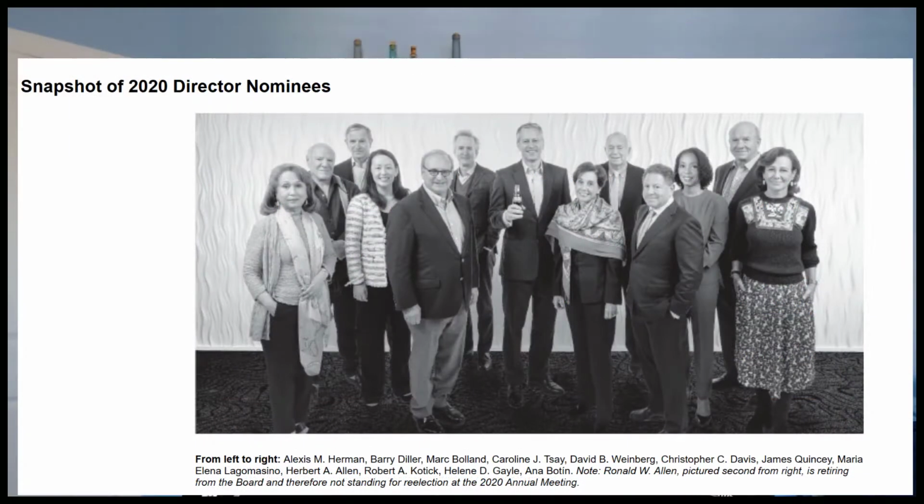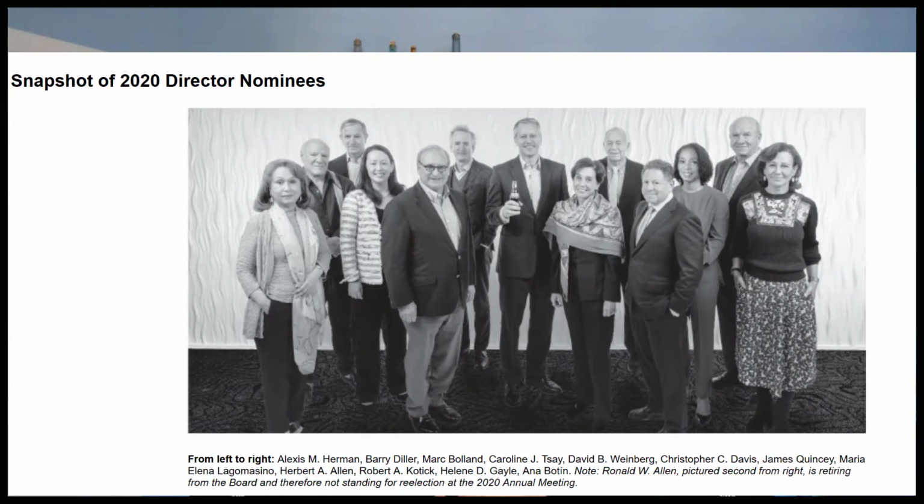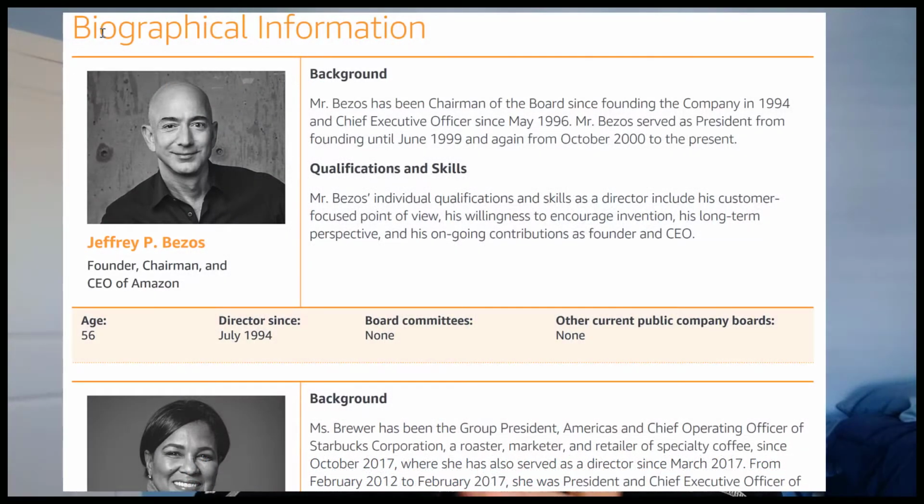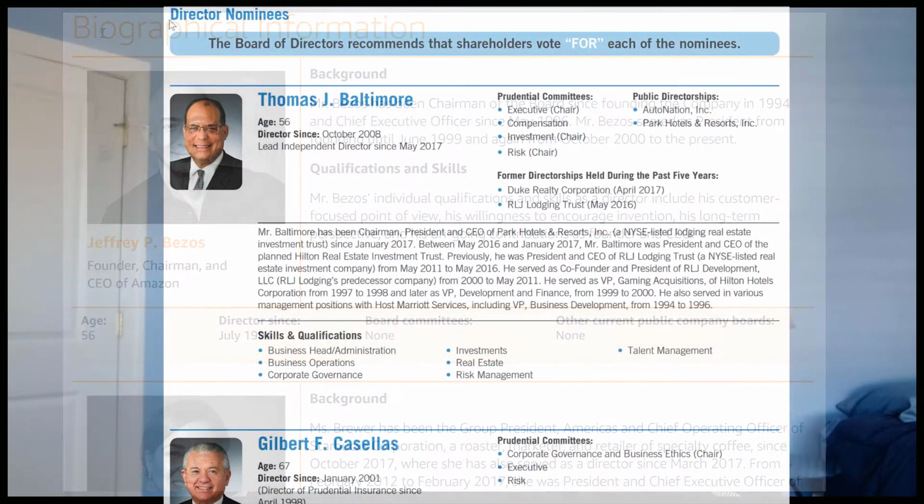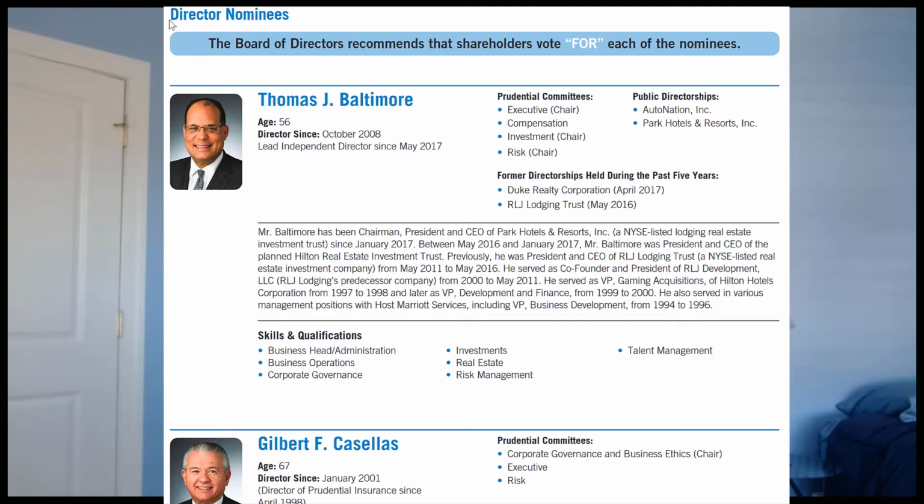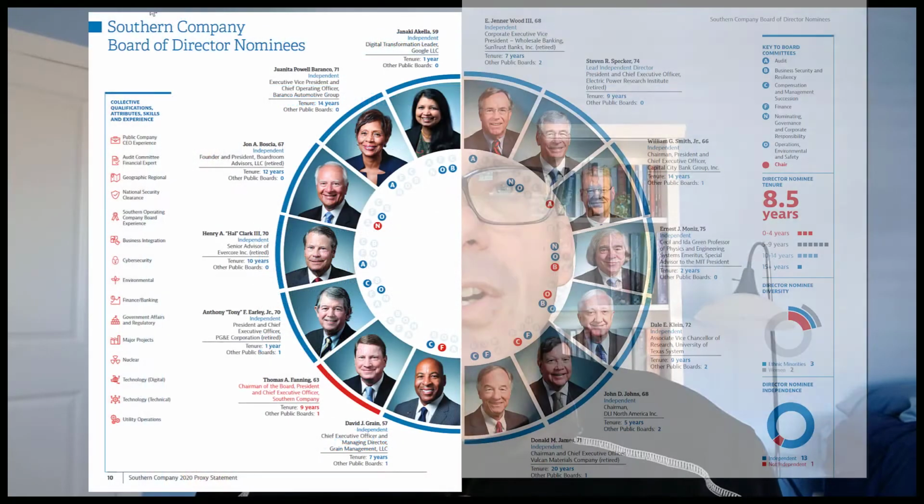You want to check that out. Coca-Cola has this group picture, which is jarring in this day of social distancing, of course. And this picture was taken before the pandemic. The caption notes which director is retiring from the board and which ones are standing for re-election. Here's an example from Amazon's proxy. And then here's an example from Prudential's proxy. And then the Southern Company.